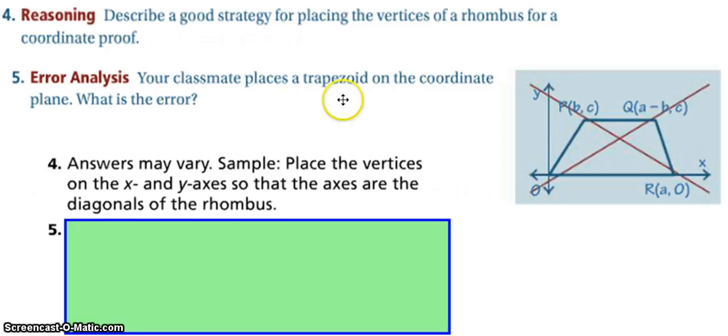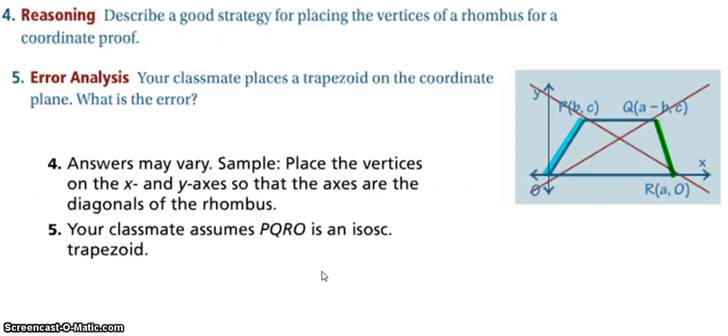In 5, we're talking about a classmate placing a trapezoid on the coordinate plane. And we're going to talk about what's their mistake. Well, when I look at this, it just looks kind of fishy. This length right here and the slope does not look to be the same as this. And that would have to be true given the vertices that he chose. They would have to be the same because he assumed that it was an isosceles trapezoid. It does not look like one, and therefore his points are probably incorrect.